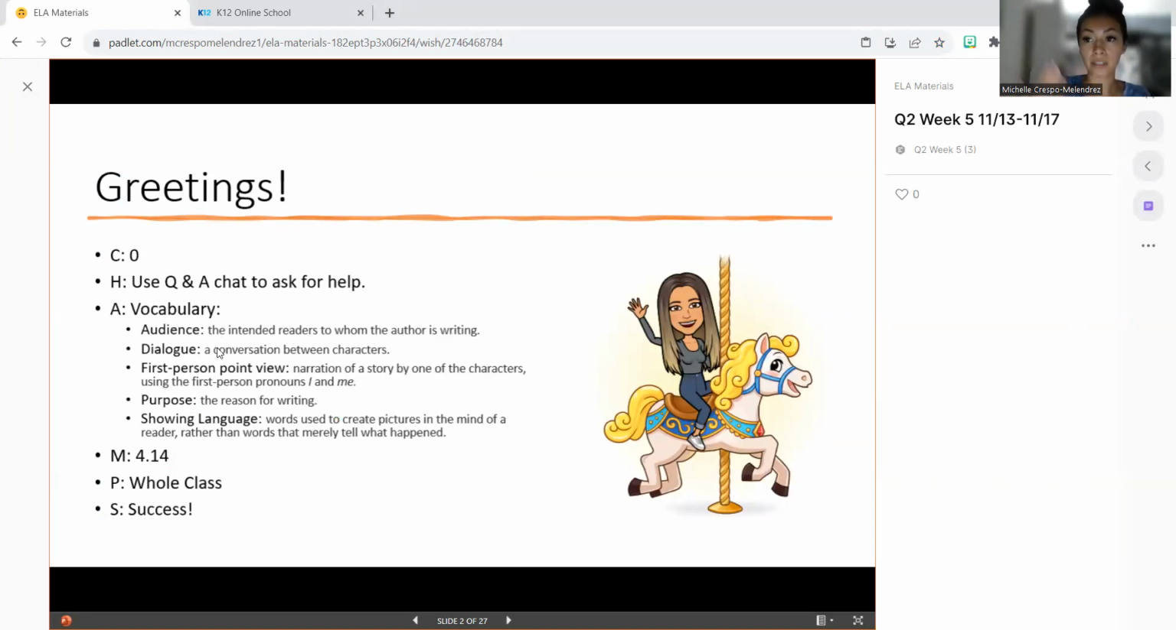Dialogue, you will have some conversation in there, even if you're talking to yourself. First person point of view, saying I, me, we. Purpose, your reason for writing is to tell me about something that happened to you that you learned from. It doesn't have to be sad, it can be something funny. And make sure you're using showing language. That just means your sensory details. I should be able to see things, feel, hear, smell, taste if it's something to do with food.